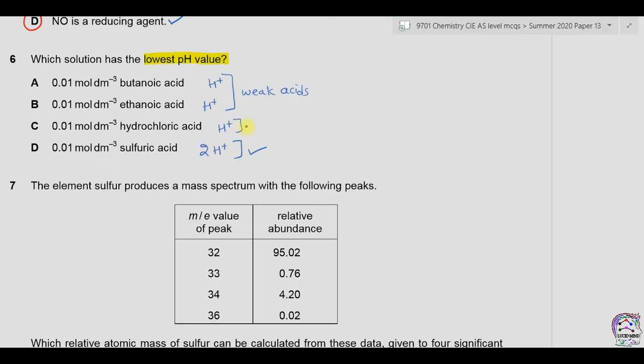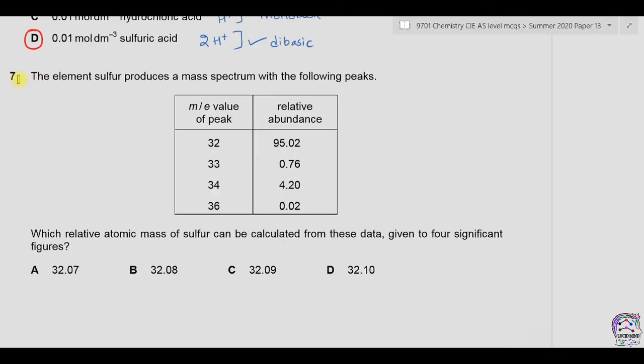Also we can say that HCl is monobasic acid and H2SO4 is dibasic as it produces 2 moles of H positive ion. So therefore the acid having lowest pH value will be sulfuric acid. Question 7. The element sulfur produces a mass spectrum with the following peaks.